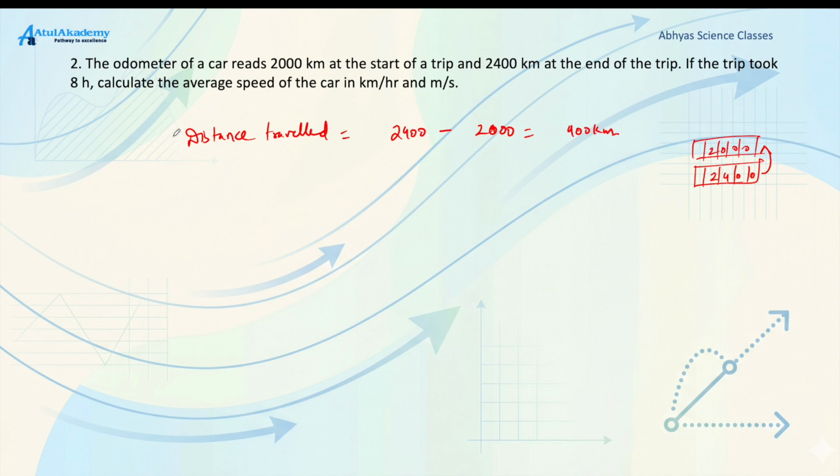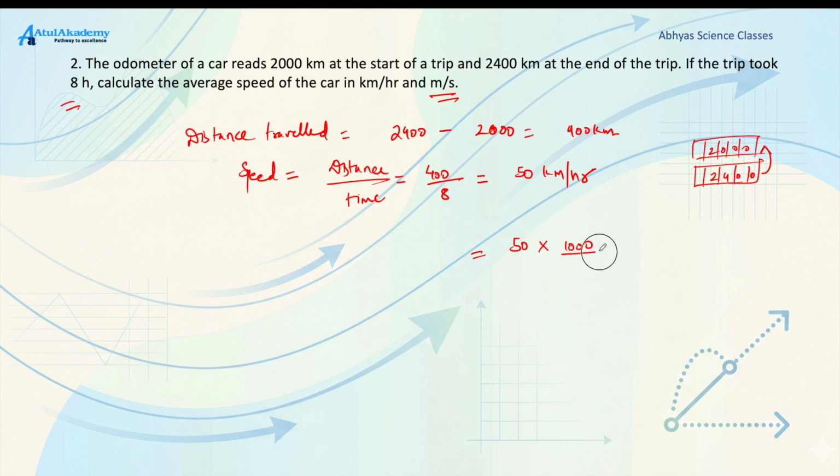If the trip took 8 hours, calculate the speed in kilometers per hour. You know the formula: speed is distance upon time. So that is given by 400 divided by 8, which is 50 kilometers per hour. Now we need to convert it into meters per second. The conversion is this: kilometer is 1000 meters, and hour you convert into seconds. You can also write it as 50 into 5 by 18 directly and cancel it out.